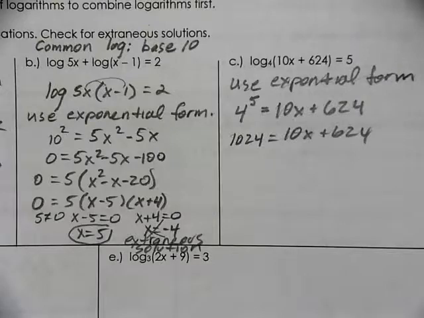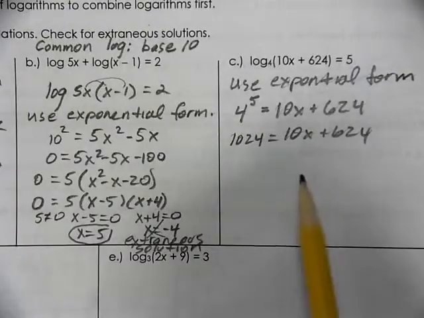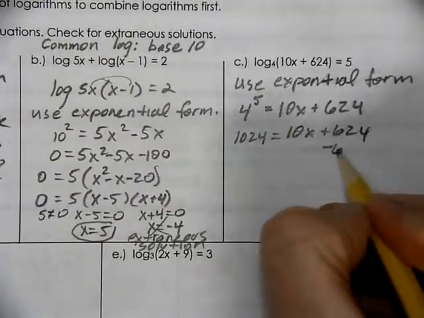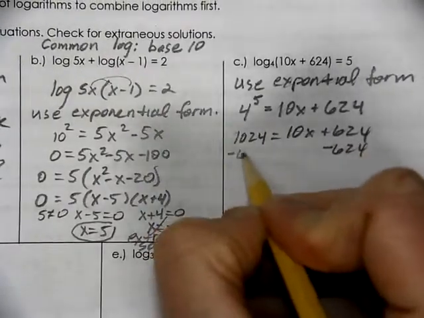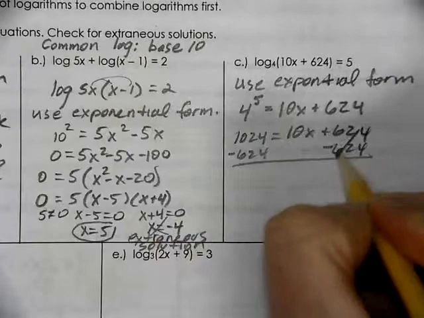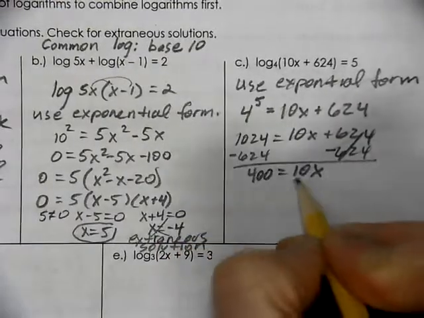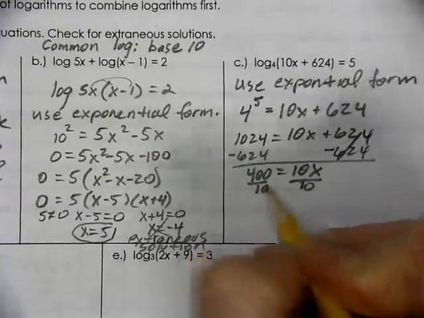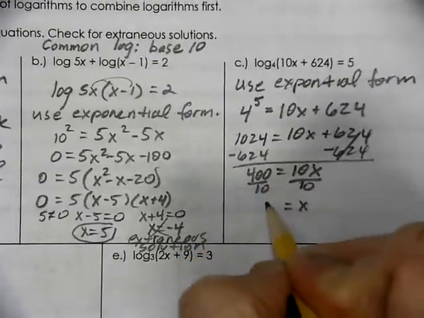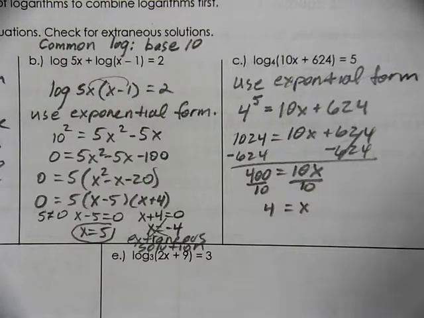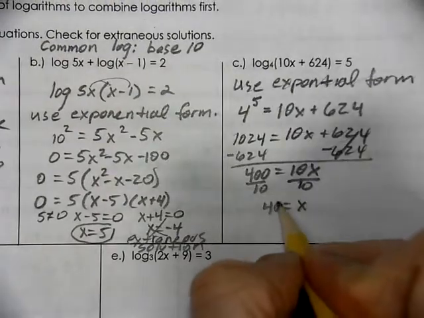And then using algebra, notice how there's just one type of x, so I don't need to move everything to the same side. I need to subtract out the 624, divide by the 10, and I get a value of 4. Actually, I get a value of 40.